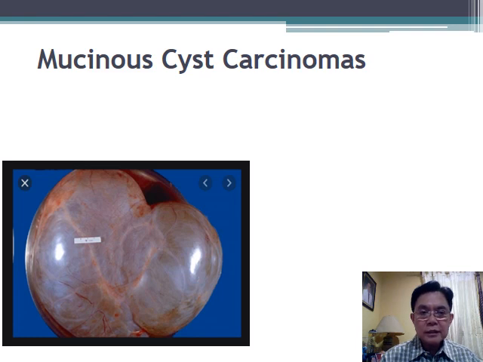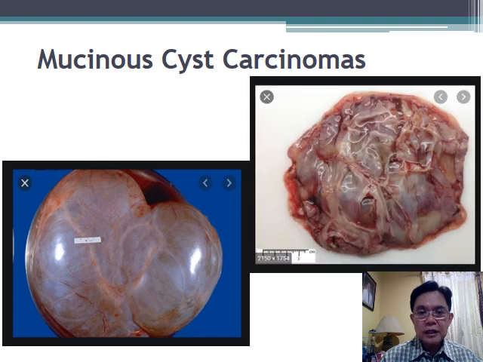This, however, is a picture of a mucinous cyst carcinoma. Mucinous carcinoma usually occurs in those 30 to 60 years of age. They are commonly unilateral with a smooth surface, and they are commonly diagnosed in the early stage or stage 1 disease. On cut section, they usually show multiseptations, and they secrete a mucin type of fluid.